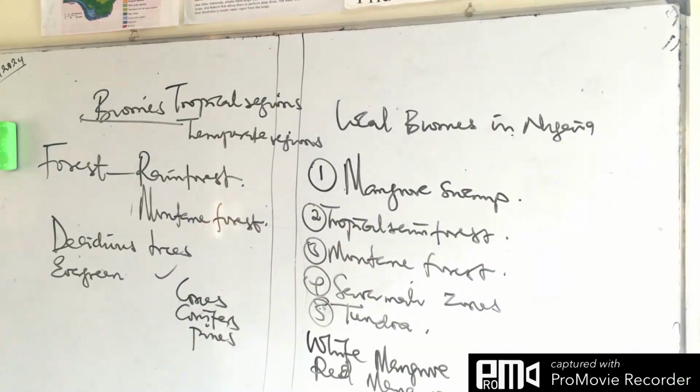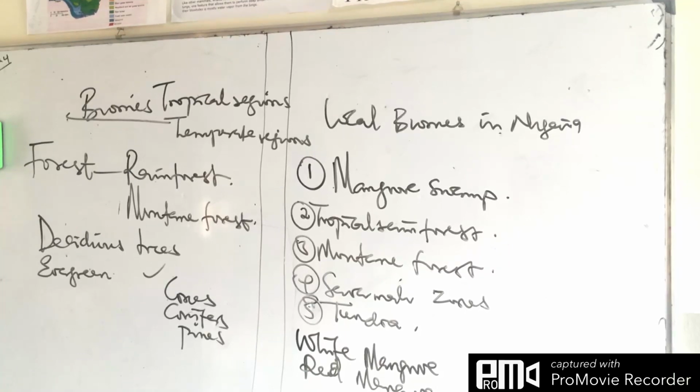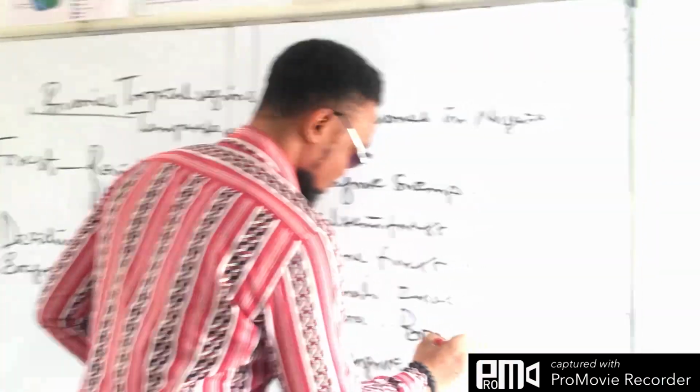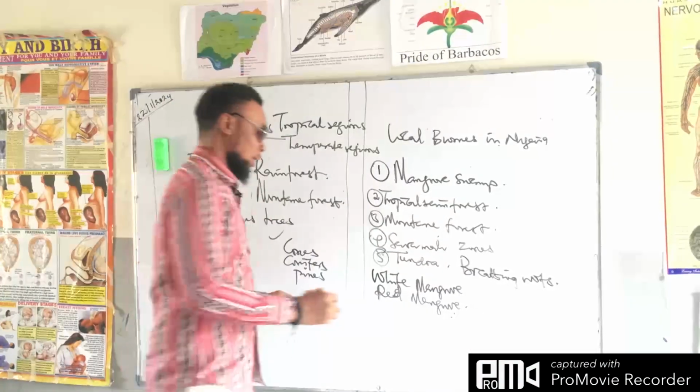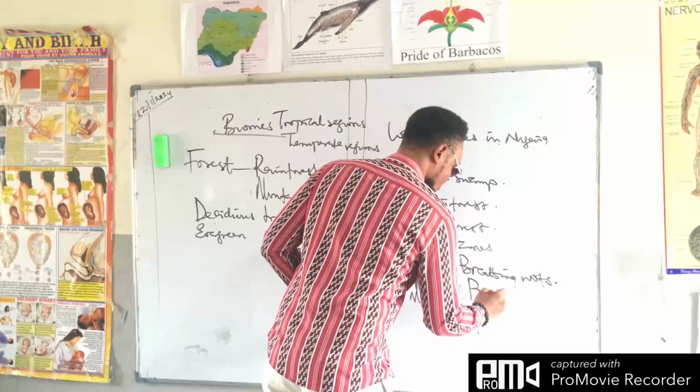These plants. Is it more of a plant or more of a tree? It's a tree. They have something called what? Breeding roots. Breeding roots. And these breeding roots have something called pneumatophores. Pneumatophores.